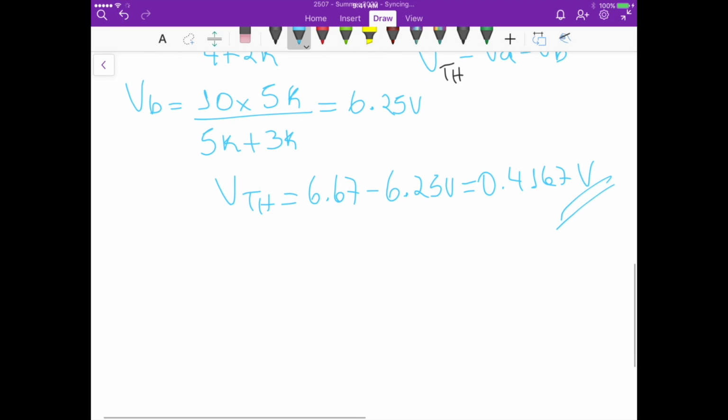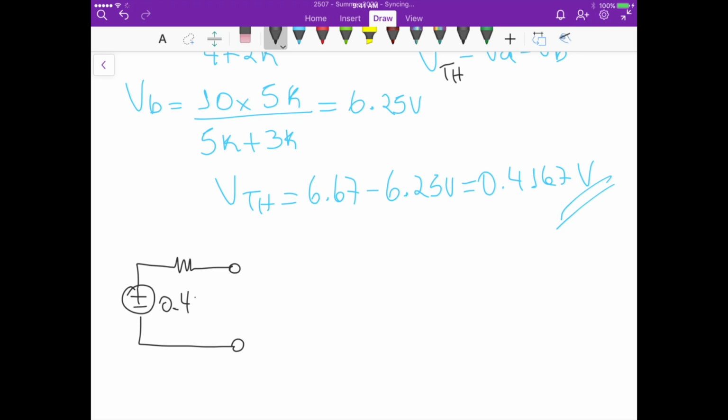Now, since we know the Thevenin voltage and the Thevenin resistance, we can build the Thevenin equivalent circuit, which is the voltage source in series with this Thevenin resistance, right? So this is 0.4167 volts, and this is 3.2083 k ohms, right?